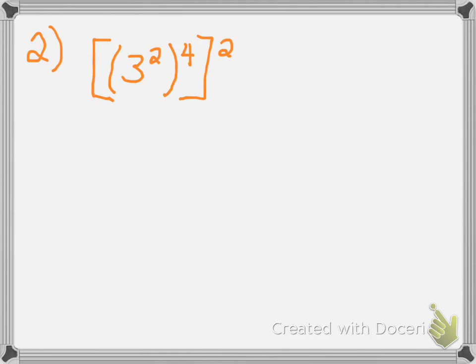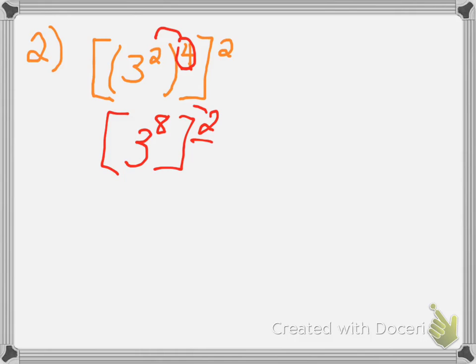On number 2, this exponent right here is on the outside compared to your inside one, so your first step is you're going to multiply these two. So you have 3, 2 times 4 is 8. Then this one is on the outside from the inside, so you're going to multiply again. 2 times 8 is 16. This is your final answer. You do not have to go through and figure out what 3 to the 16th is.